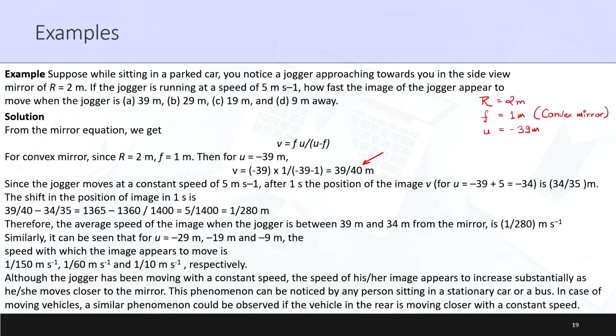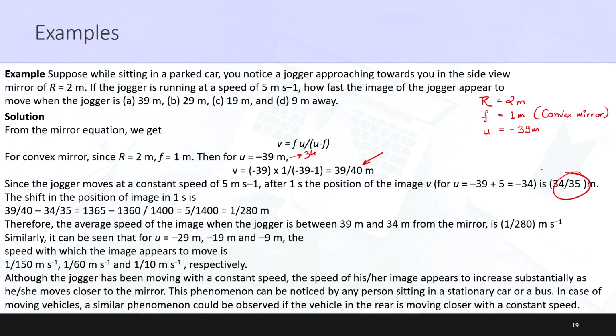Okay. Next, when the jogger moves at a constant speed of 5 meters per second, after 1 second the position will be minus 39 plus 5, quite evident, that will be equal to minus 34. Therefore, again the same thing, you can just input the value of minus 34 and you will get the image distance equal to 34 by 35.